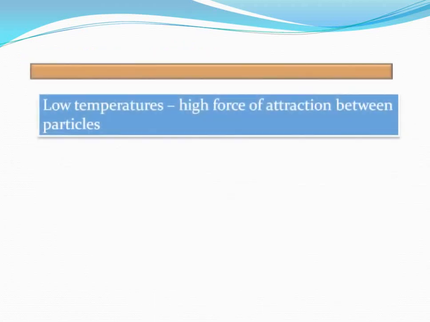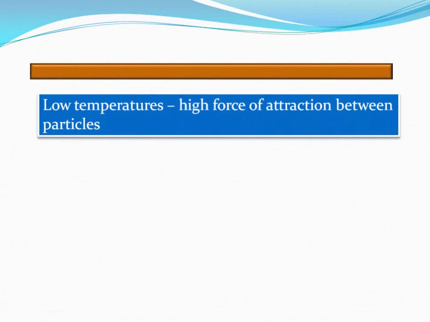Well, the answer is quite simple. At lower temperatures, the force of attraction between iron particles is very high. So no matter how hard you try to bend the iron rod, you cannot move the particles of iron away from each other. You have to try really, really hard and still you're not able to move the particles of iron away from each other.